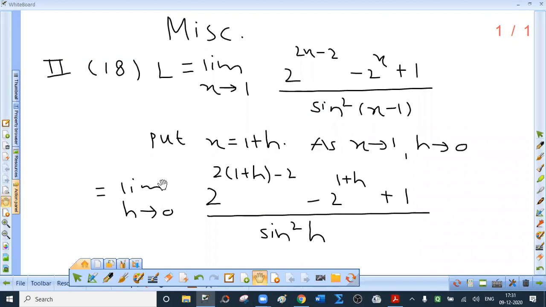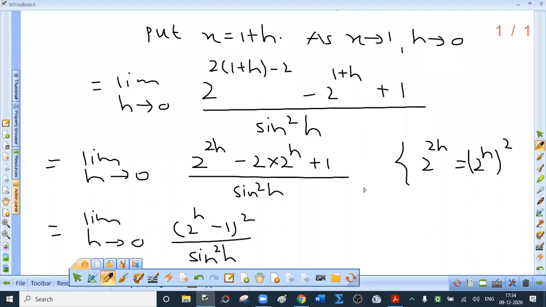Write down. So this becomes limit h tends to 0, 2 raised to 2 into (1 plus h) minus 2 minus 2 raised to (1 plus h) plus 1. Now x is 1 plus h, so x minus 1 is h. So the denominator becomes sine square h. So this becomes limit h tends to 0, 2 raised to 2h, because if you open the bracket, 2 plus 2h minus 2 means 2h.